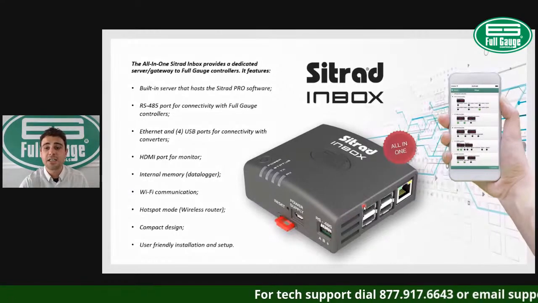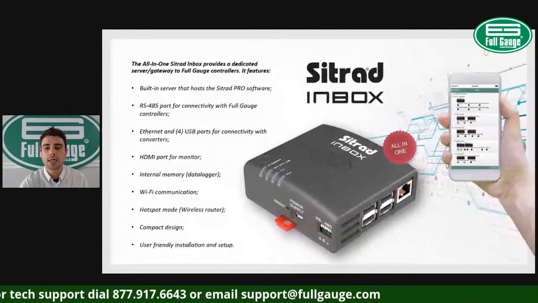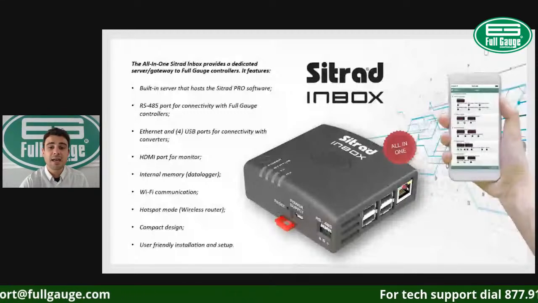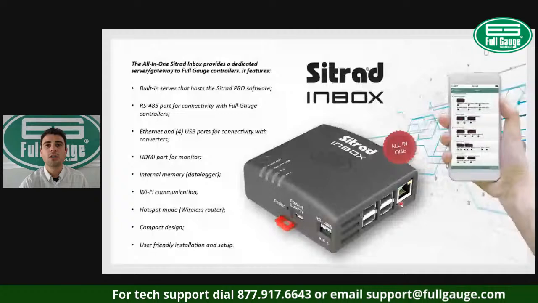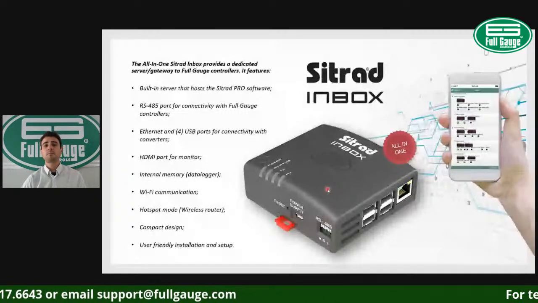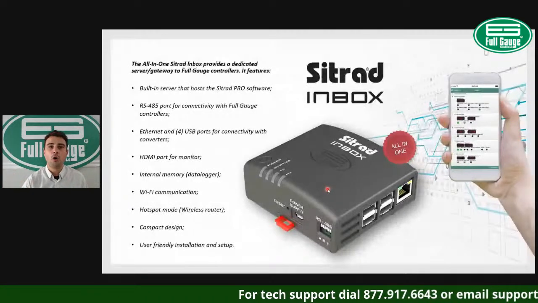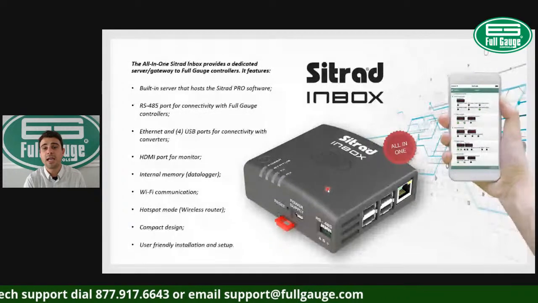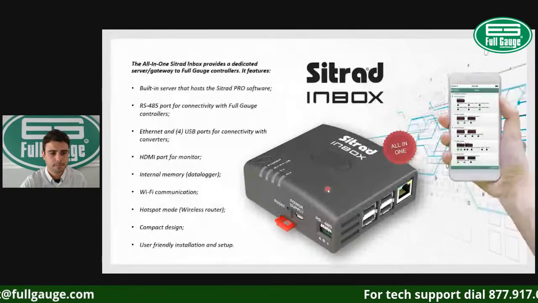In addition to that, you have the RJ45. That's the Ethernet port, same as you have on your TCP/485. And you also have Wi-Fi. So the C-TRAD Inbox will also talk with your existing Wi-Fi router. And again, it provides you a dedicated host for your C-TRAD software. In fact, the C-TRAD Inbox comes with the C-TRAD software pre-installed.